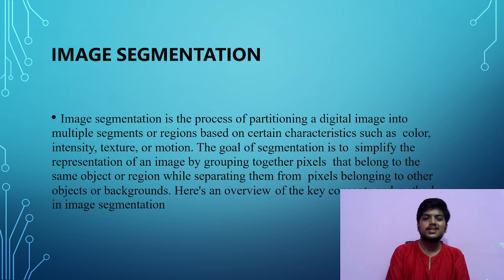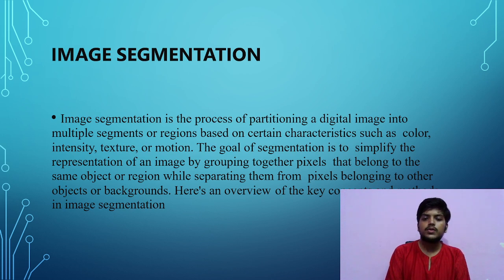Image segmentation. Image segmentation is the process of partitioning a digital image into multiple segments or regions based on certain characteristics, such as color, intensity, texture, or motion. The goal of segmentation is to simplify the representation of an image by grouping together pixels that belong to the same object or region while separating them from pixels belonging to other objects or backgrounds.